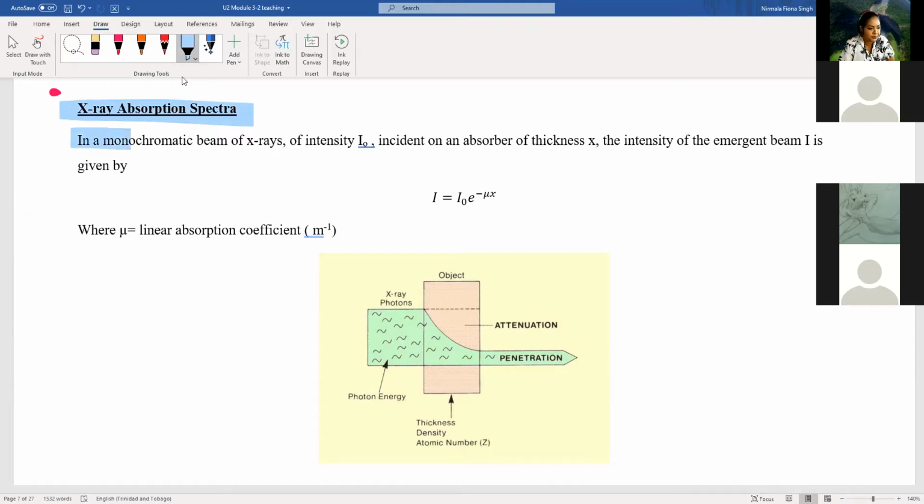In a monochromatic beam of X-rays, now monochromatic is an indication of color. Anybody? So do X-rays have color? X-rays do not have color. So what do you think they mean by monochromatic beam of X-rays?